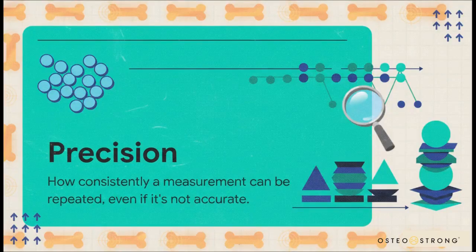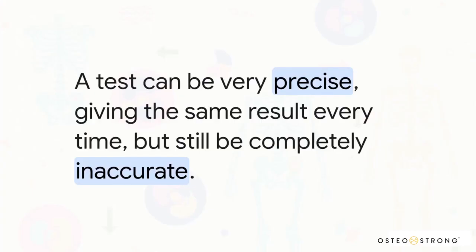Now, precision is a little different. It's about how consistently you hit the same spot over and over, even if that spot is way off from the bullseye. And this is the key takeaway right here. You can have a test that's incredibly precise, it gives you the exact same number every single time, but it can still be completely inaccurate, consistently wrong.